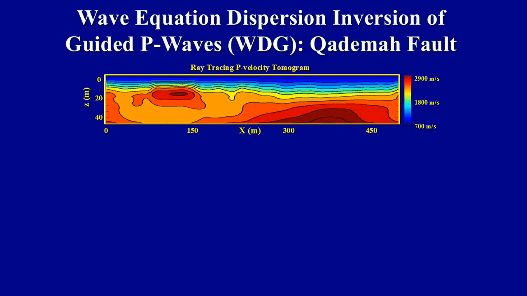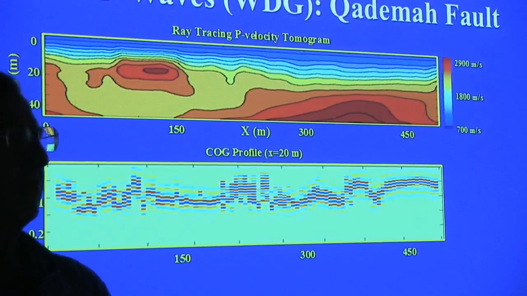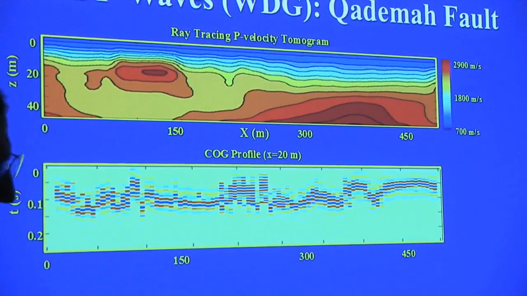We have another example, and this is from the Kadima Fault near KAUST. We went ahead and collected some data out to almost 500 meter offset. See the velocity variations here. This tomogram is from our first arrival travel time tomography of the data. And one thing we noticed, we're looking for ground truth to validate or refute our proposed model. So one thing you can do is look at the common offset gathers, not just a zero offset gather.